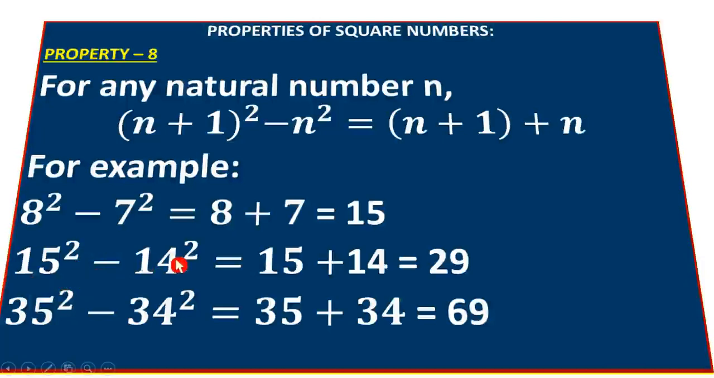Instead of using the a plus b into a minus b formula for a square minus b square, we can directly get the answer: 15 plus 14 equal to 29. Like that, here 34 and 35: 35 square minus 34 square equal to 35 plus 34 equal to 69. The same answer you can also get by using the formula a square minus b square, but instead of doing it that way, we can do it the shortcut way.